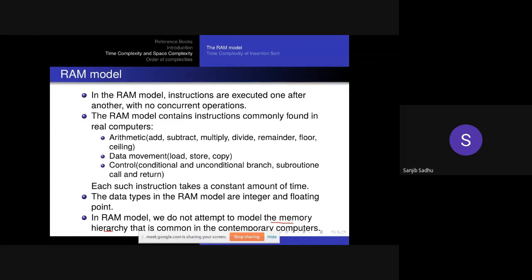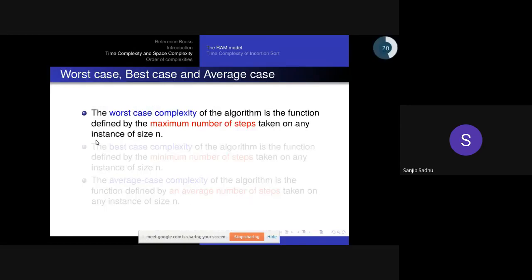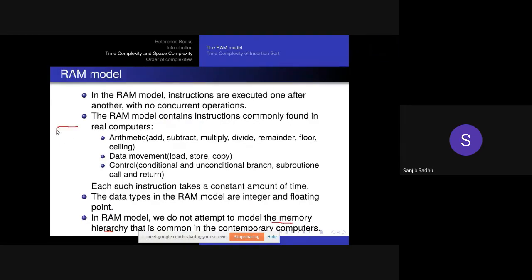Only one memory cell is there. This is the RAM model. We will assume that this is infinite, and any program can be loaded. Don't worry about the space. In the RAM model, any program can be loaded here, whatever be the size. Don't worry about this. Actually, this is not in reality.